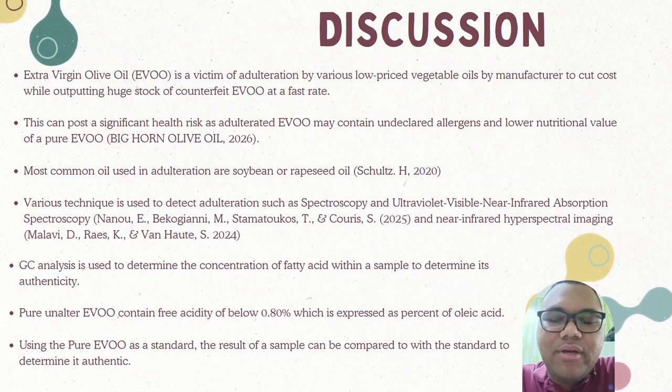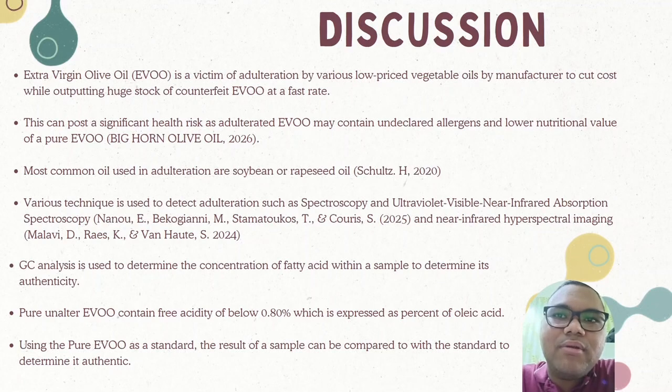Extra virgin olive oil, or EVOO, is a victim of adulteration by various low-priced vegetable oils by manufacturers to cut costs while outputting huge stock of counterfeit EVOO at a fast rate. This can pose a significant health risk, as adulterated EVOO may contain undeclared allergens and lower nutritional value than pure EVOO. Most common oils used in adulteration are soybean or rapeseed oil.